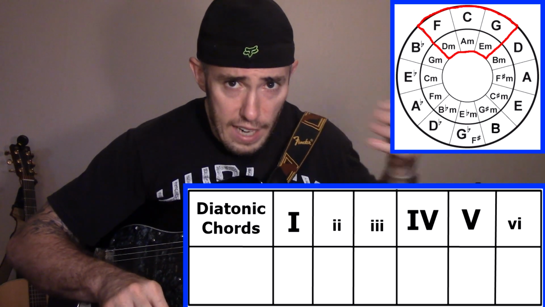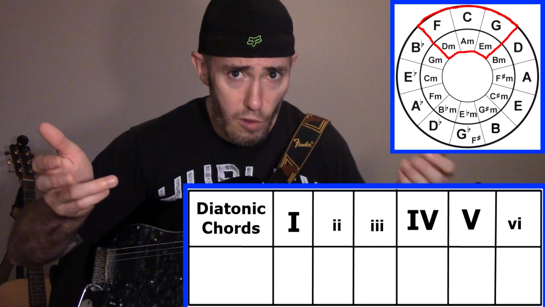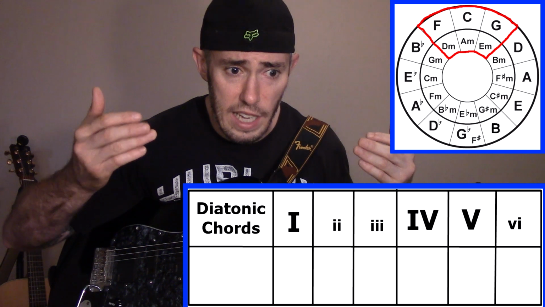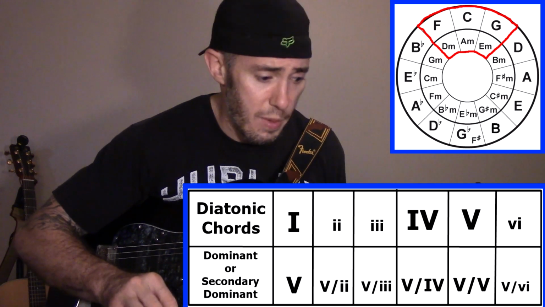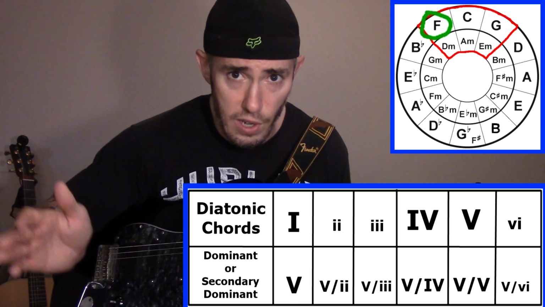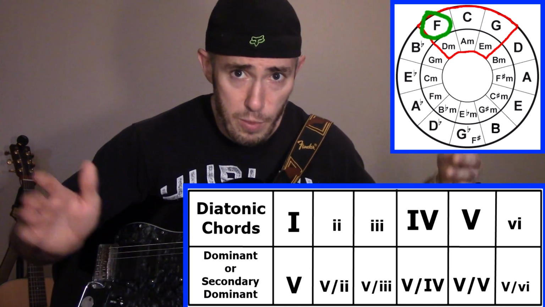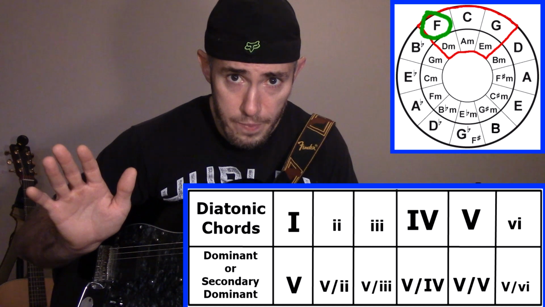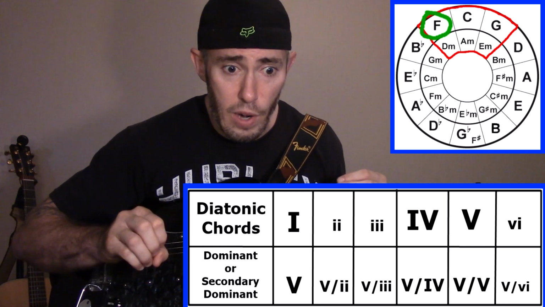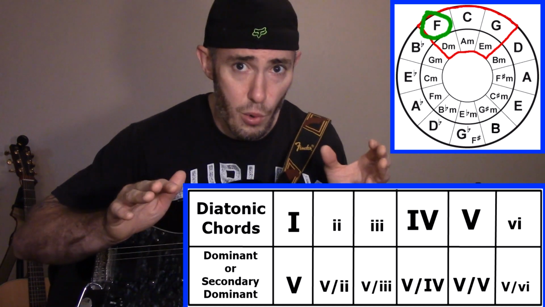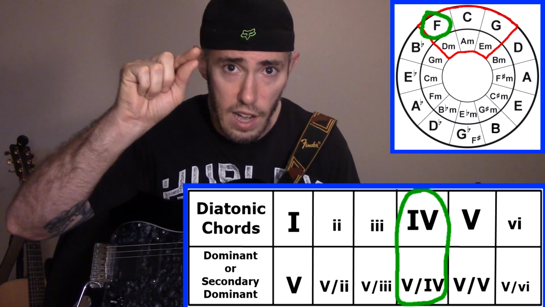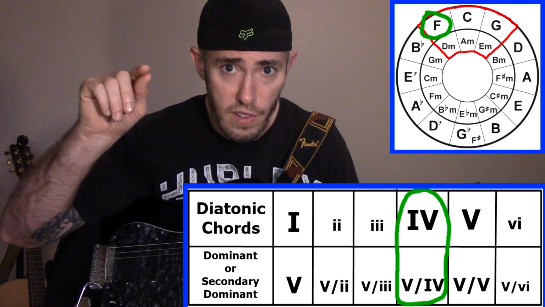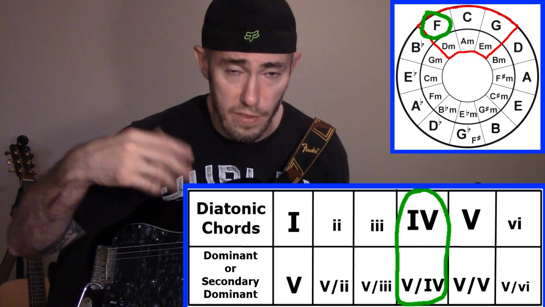So for your secondary dominants, you're still going to be using Roman numerals. However, it's going to be given in the form of slash chords, okay? So if you want to determine the secondary dominant of the F chord, F in this particular example is your 4 chord. So what would be the secondary dominant to the 4 chord? It's going to be called the 5 of 4, so V slash IV.